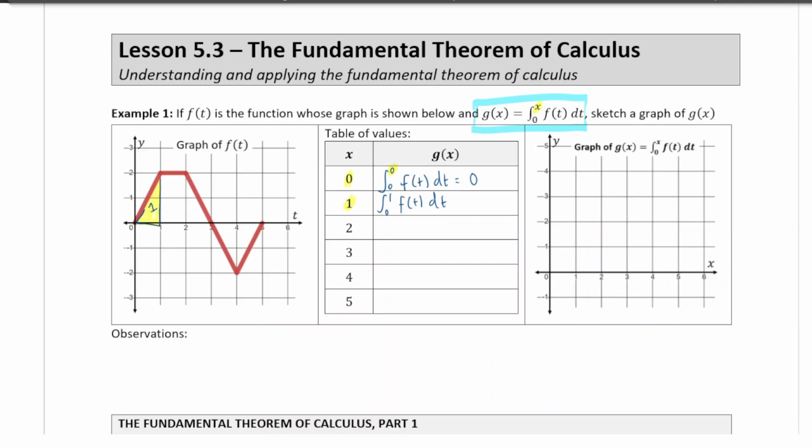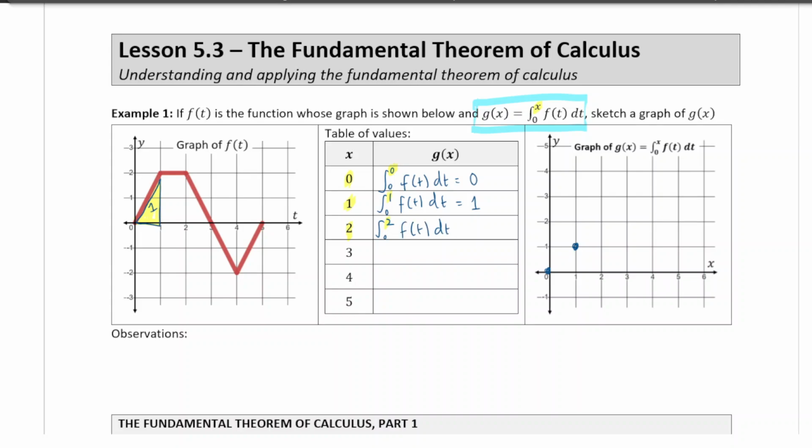I'm just going to separate this here. So this is going to be 1. And I'm going to start to plot these points on the graph we have. We're going to plot the graph of g of x here. So we had 0, 0, and then 1, 1. Okay, let's keep going. Now we're doing x equals 2, so we're going to put 2 in for that upper bound.